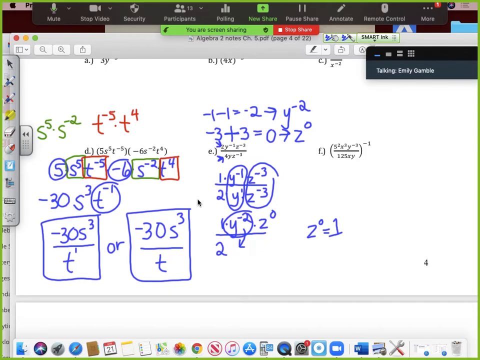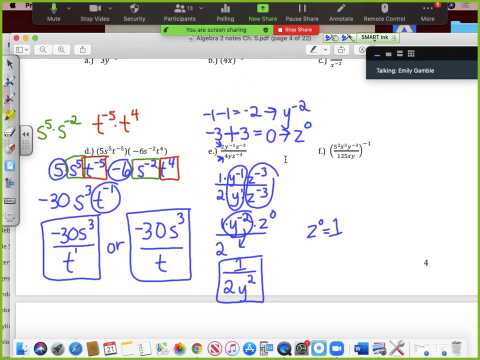So the y to the negative 2 is going to end up in the denominator. The 2 is already there down there in the denominator. It's going to be y to the second power here. The z to the 0 just equals 1. 1 times 1 is 1. So this final answer is going to be 1 over 2 times y squared. This stuff is no joke.